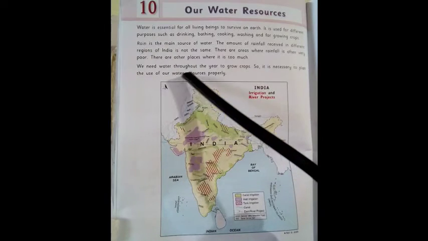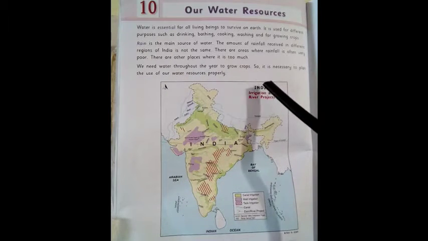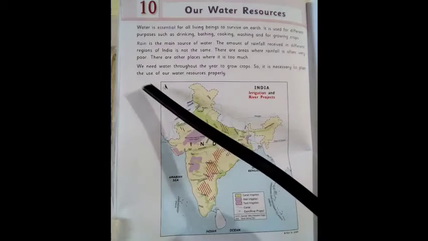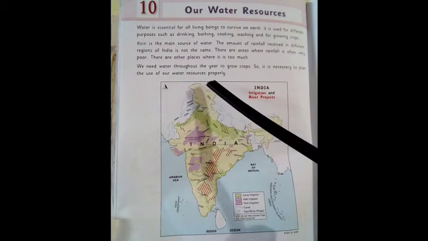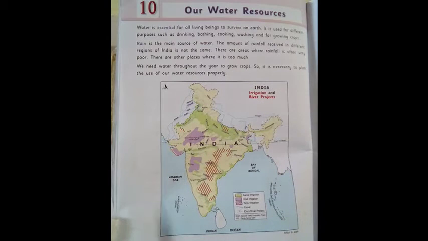We need water throughout the year to grow crops, so it is necessary to plan the use of our water resources properly. We need water to grow crops, so it is very important to use the water resources with planning and properly.